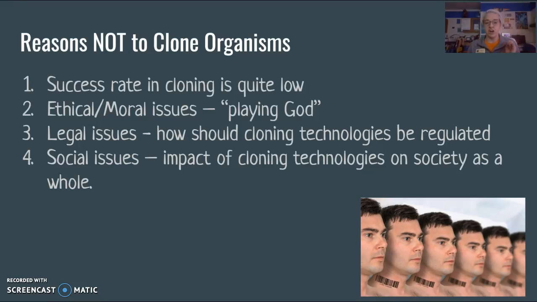There are moral and ethical issues, the whole concept of playing God, changing genetics that were initially put there and altering them to our liking. Legal issues: how cloning technologies are to be regulated by the government, or if the government should even be involved. Social issues: how the new cloning technology is going to affect society as a whole. All these different things that we have to think about, and we're going to go more in depth with pros and cons of different biotechnologies when we get into bioethics at the end of this particular unit.